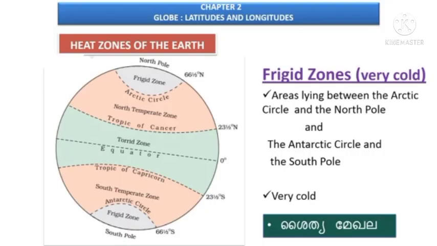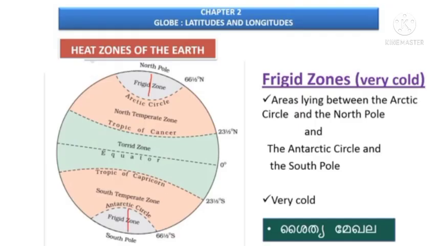Frigid zones. Areas lying between the Arctic Circle and the North Pole in the northern hemisphere, and the Antarctic Circle and the South Pole in the southern hemisphere, are very cold. It is because here the sun does not rise much above the horizon. Therefore, its rays are always slanting and provide less heat. These are therefore called frigid zones.